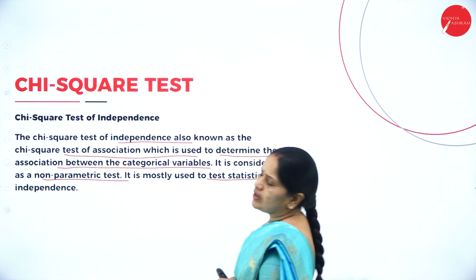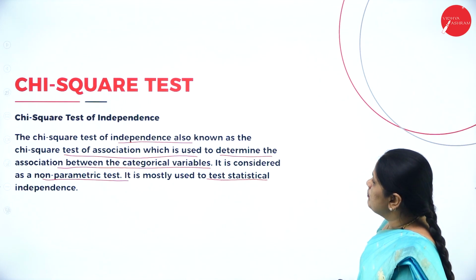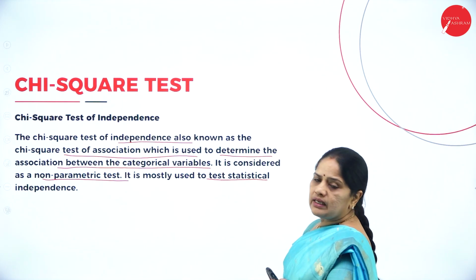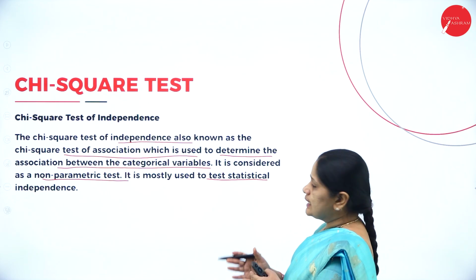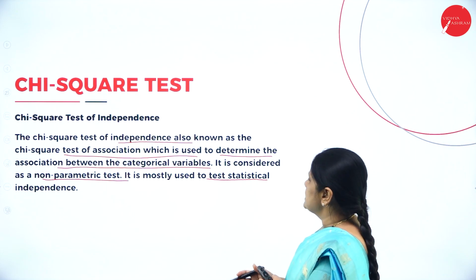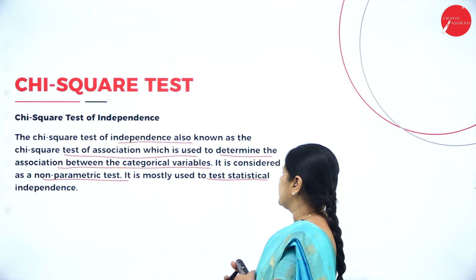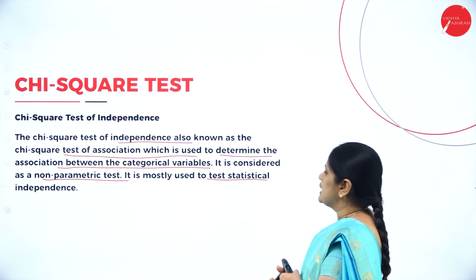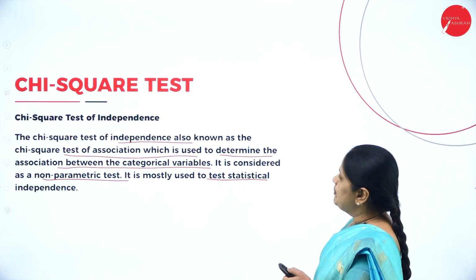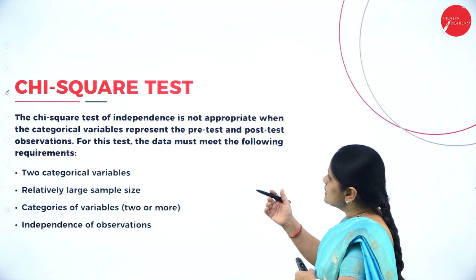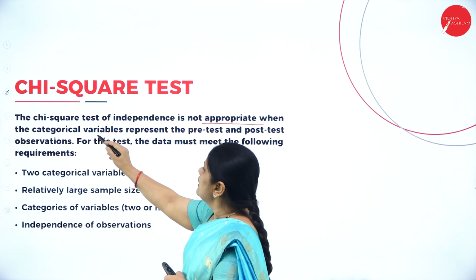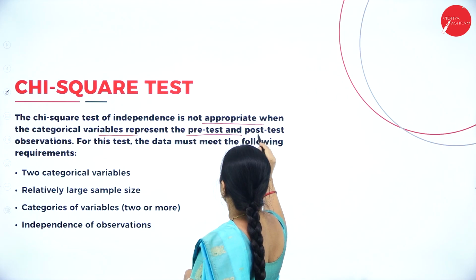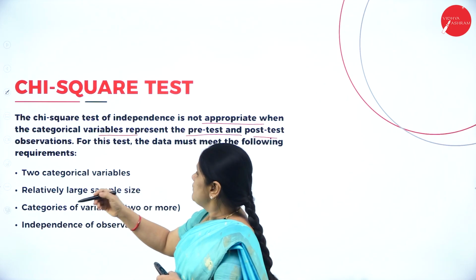So when we are talking about the chi-square test of independence, it helps us to determine whether there is an association between the categorical variables. It is considered a non-parametric test and mostly used to test statistical independence. The chi-square test of independence is not appropriate when the categorical variables represent pre-test and post-test observations.